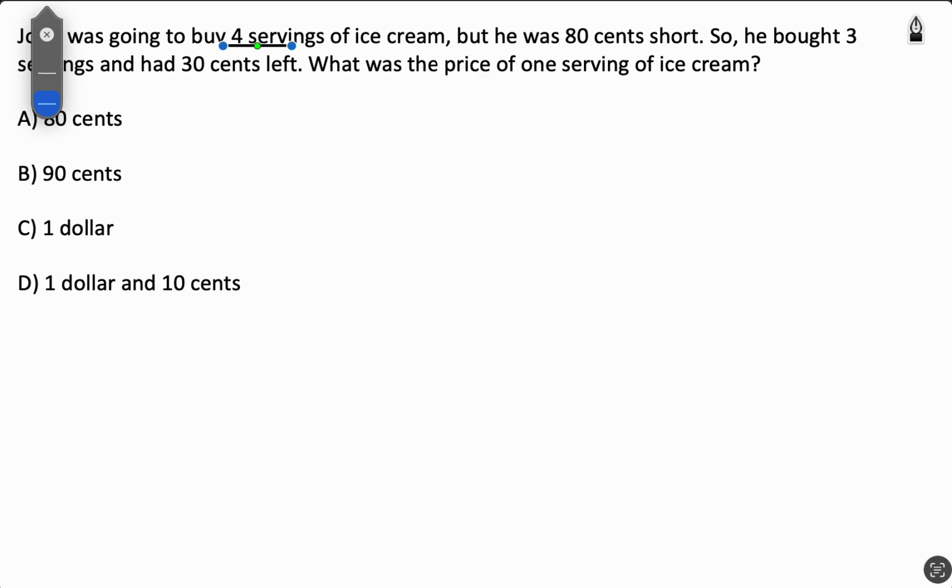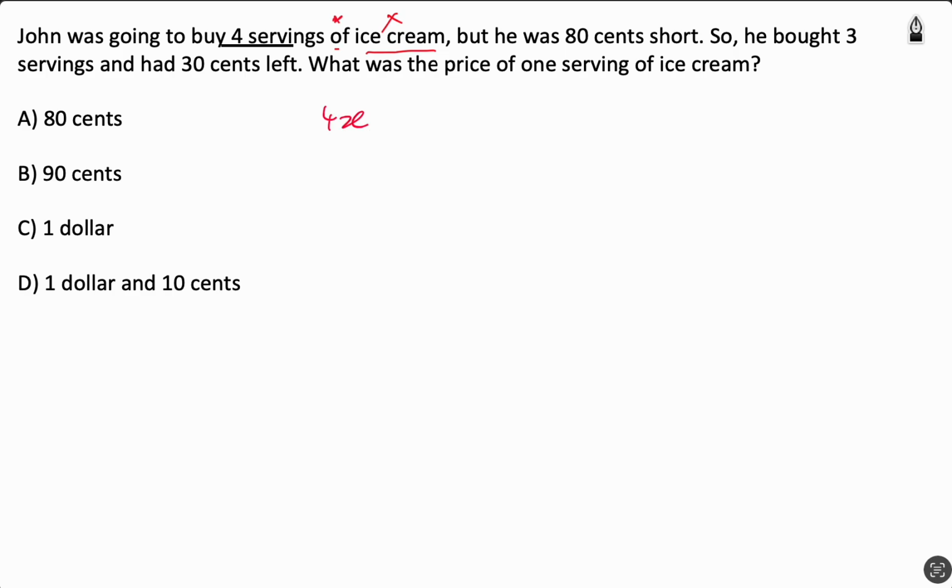So right now we don't know what the price of each ice cream is, right? So we call that X. So each serving of ice cream is X. So now he wants to buy 4 servings, that's 4X. In mathematics, "of" means multiply, so 4X.